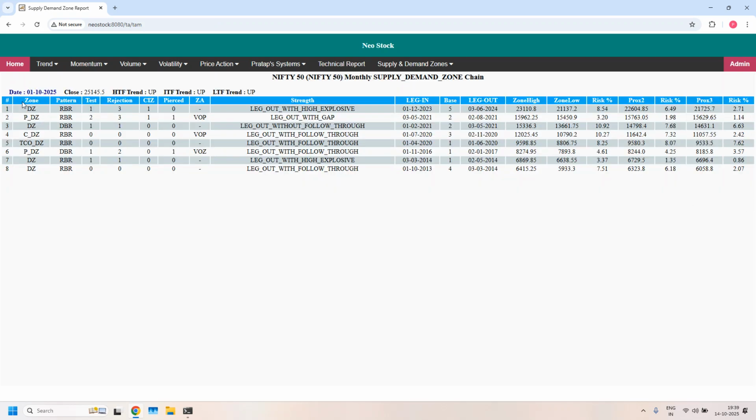In any supply demand zone chain report, look into the zone column to find the high liquidity zones, look into the pierced column to find the pierced zones, look into the LTF trend to find the trend of the current time frame you have selected. One time frame higher is ITF, one more time frame higher is HTF. And apply the same rules for all the supply demand zone chain reports.